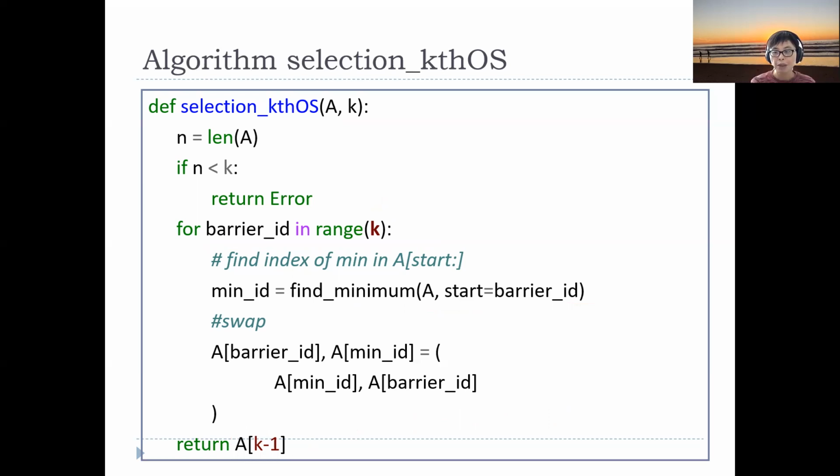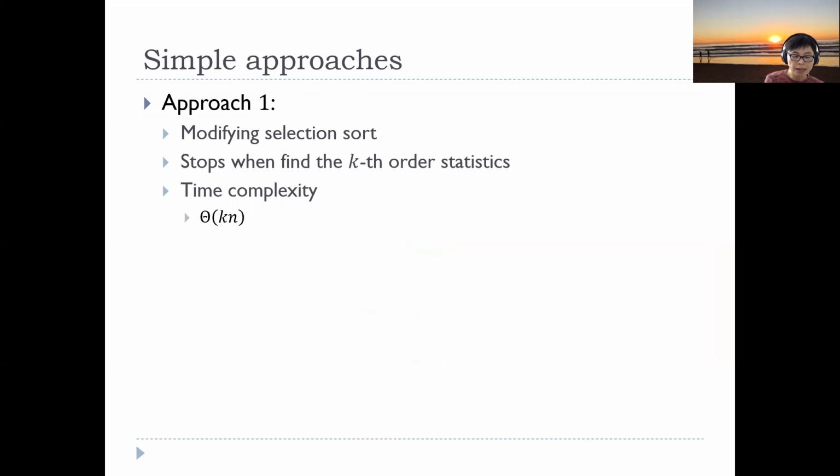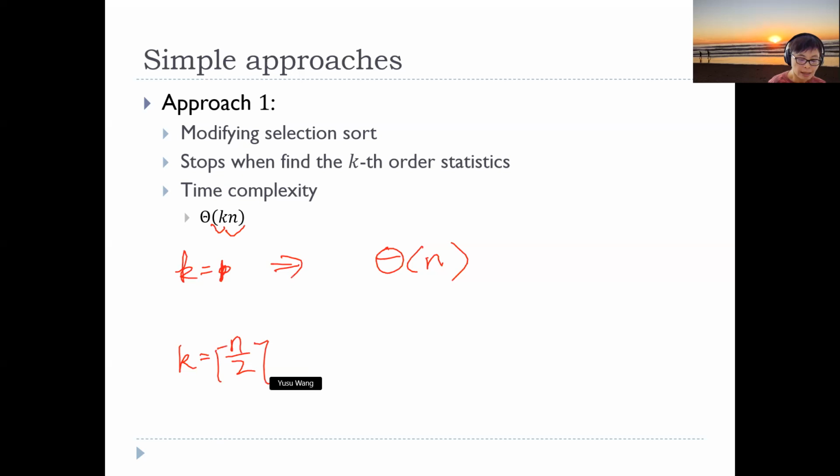The procedure is rather simple. So what is the time complexity? Each time we need to find the minimum, and finding the minimum takes linear time, n. We only need to do this k times. As such, the algorithm takes time k times n. I leave this k here because, as in our earlier homework, we now have two variables, both k and n, as input size. If k equals 1, then this algorithm is linear time. If k equals n/2, which is our median, then this algorithm actually takes quadratic time. So it's not super efficient. For more than half of the k, it's a quadratic time algorithm.